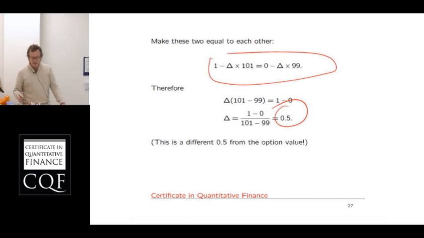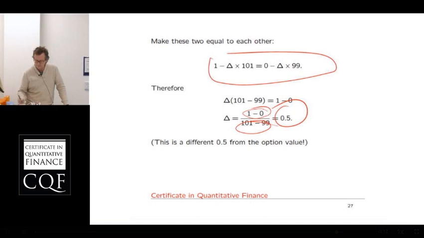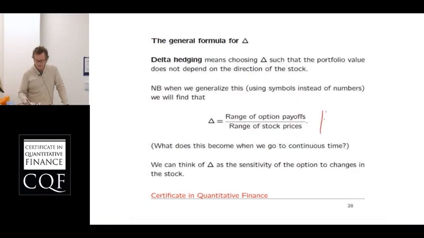Where that comes from is it's just the range of option values divided by the range of stock prices. So later on, when we go over to continuous stuff, rather than this discrete stuff, you'll start seeing things like dV by dS, which is just how much the option price changes divided by how much the stock changes.